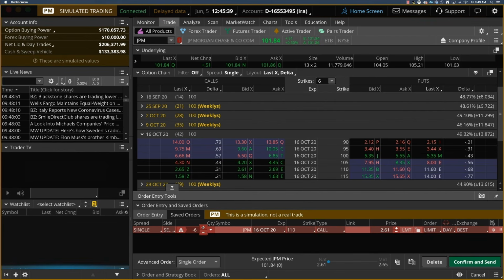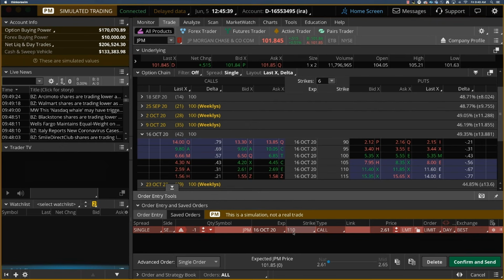So we could simply just adjust this up or down, and we're just going to change this to where it says -1 because the paper money account has 100 shares. Now, if we read across, we're going to sell -1, JP Morgan. The option expiration is the 16th of October. The strike is 110. Now, remember what that really means. That means that this paper money account is obligating itself to sell those shares from now until expiration at 110.